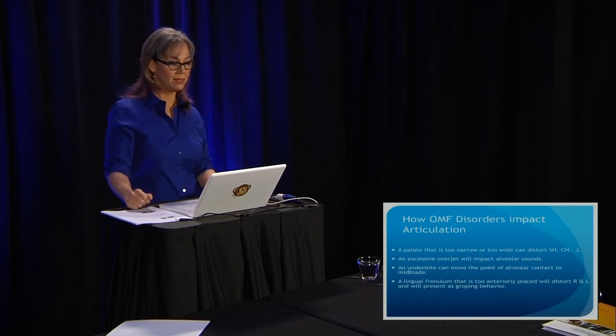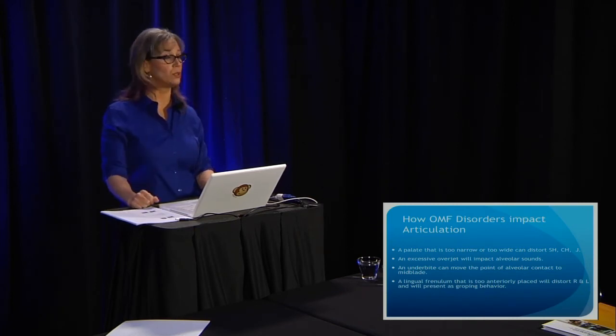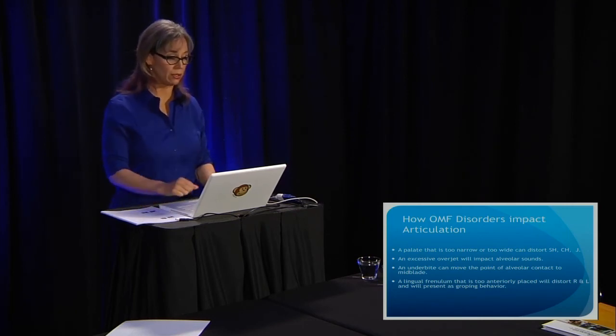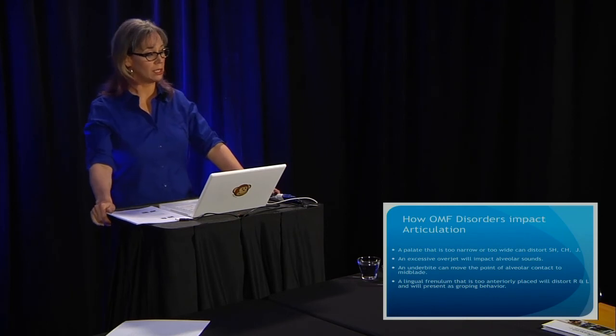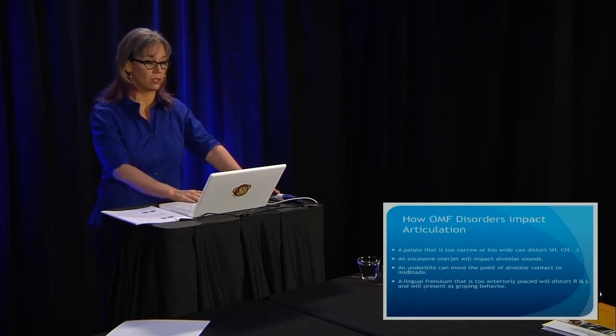A lingual frenulum that is too anteriorly placed will distort L and R, and in little kids will present as groping behavior. It is very common for children to come into our clinic with the diagnosis of dyspraxia, and really what they have is restricted lingual frenulum.